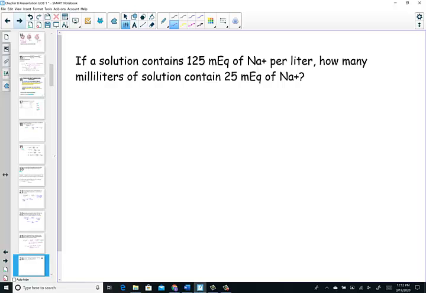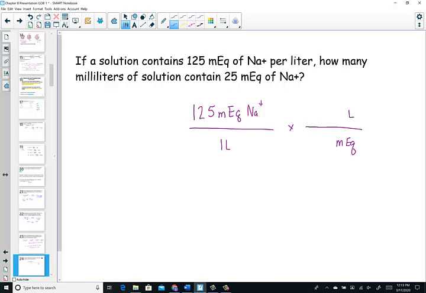If a solution contains 125 milliequivalents of sodium in a liter of solution, how many milliliters of solution are contained in 25 milliequivalents of sodium? Well, this time when we cancel, we want the milliequivalents to cancel out, don't we? And we want to end with the liter.